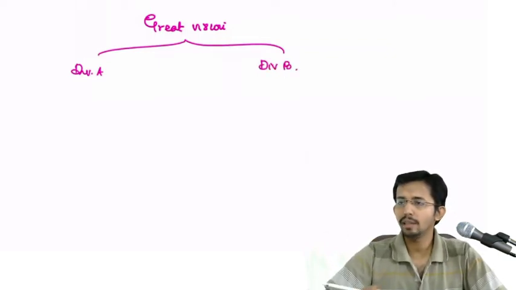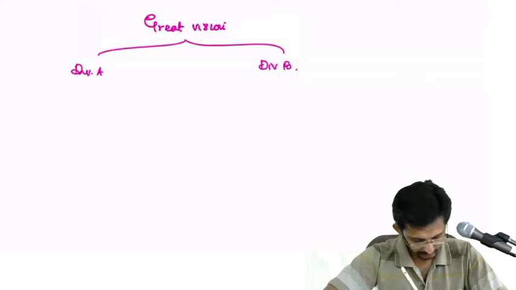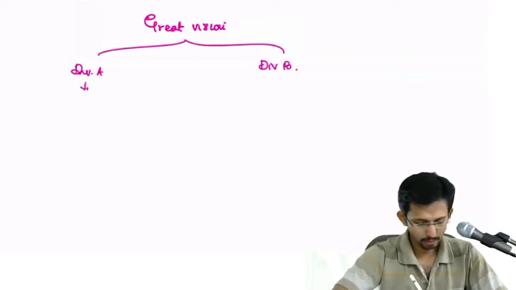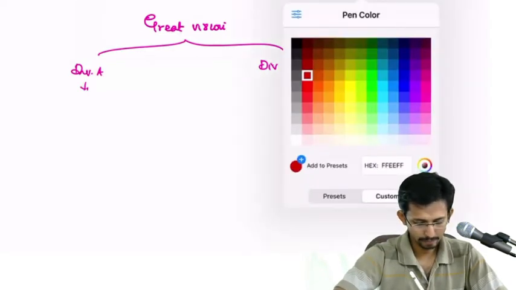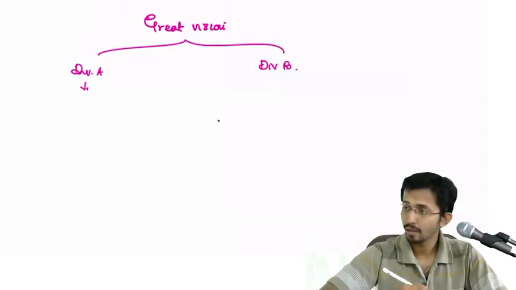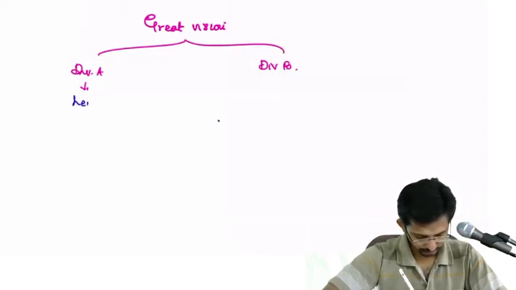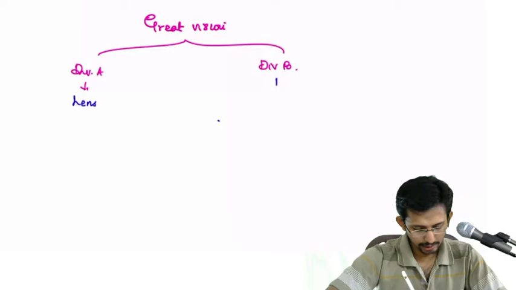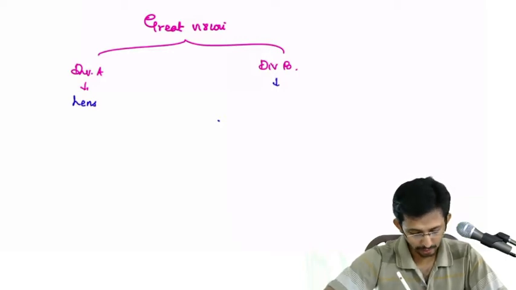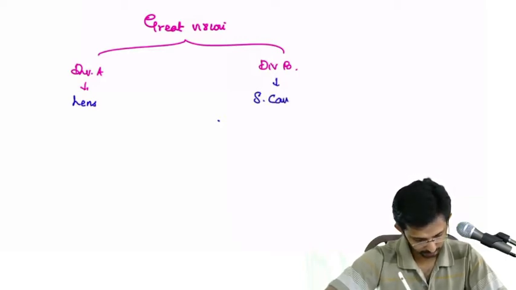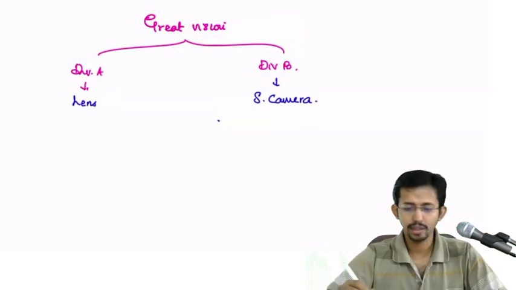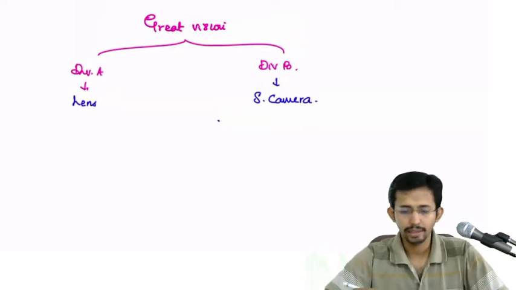Okay, now what does Division A do? Division A is manufacturing what? Lenses. Division A manufactures lenses. On the other hand, Division B is manufacturing surveillance cameras.